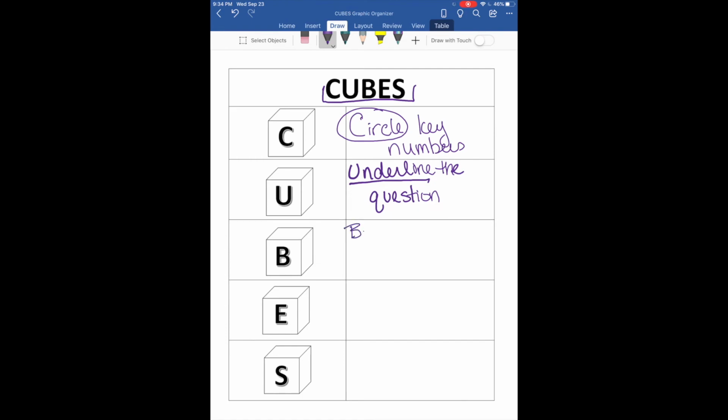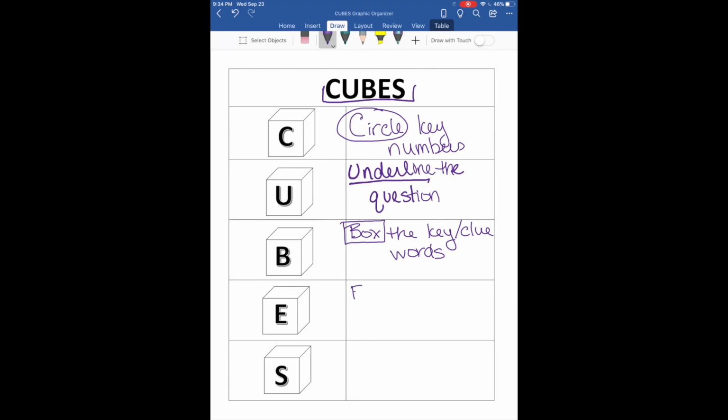The B stands for box the key or clue words. What words are we given that help us know what we're going to do? Maybe it's things like in all, right, which signals adding. Maybe it's things like square feet, which is telling us that we're finding the area. We're going to box those.